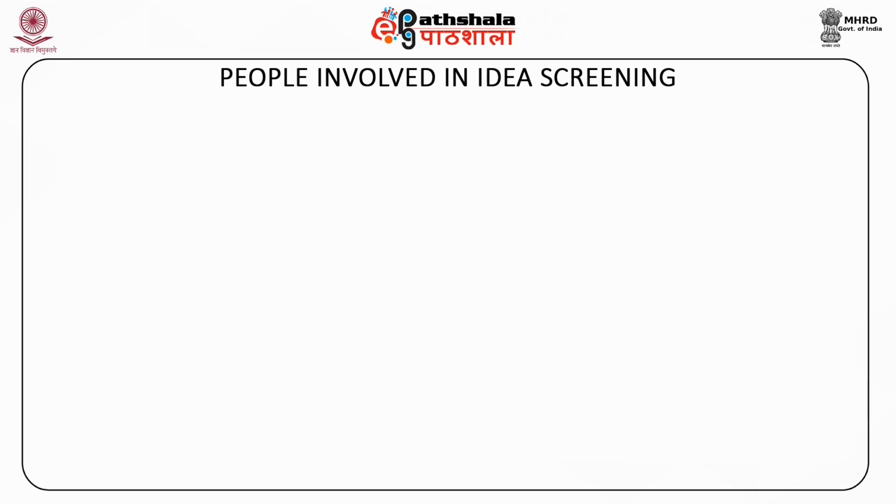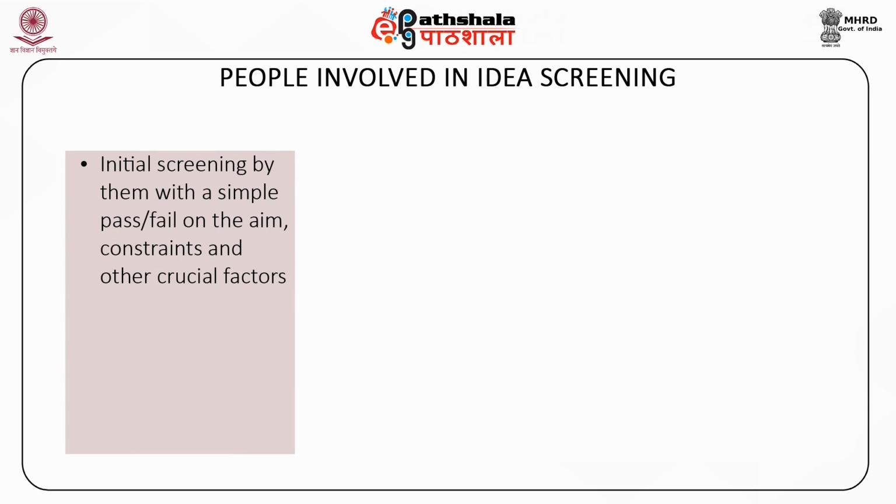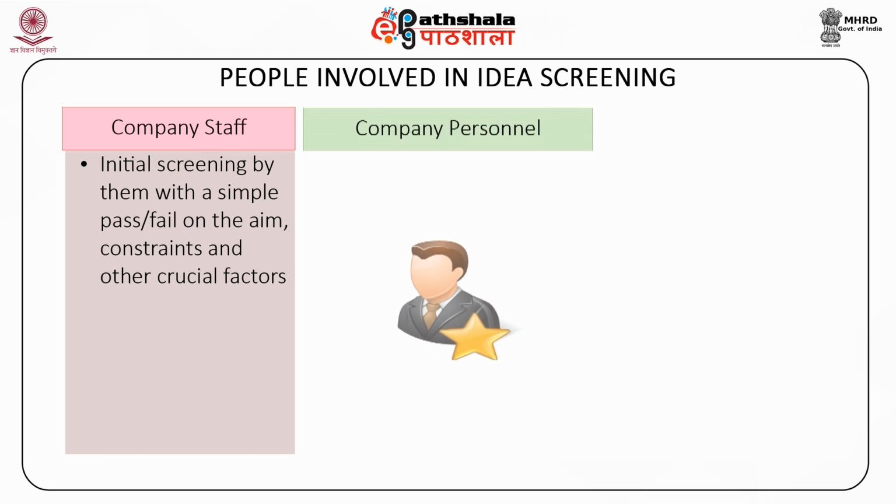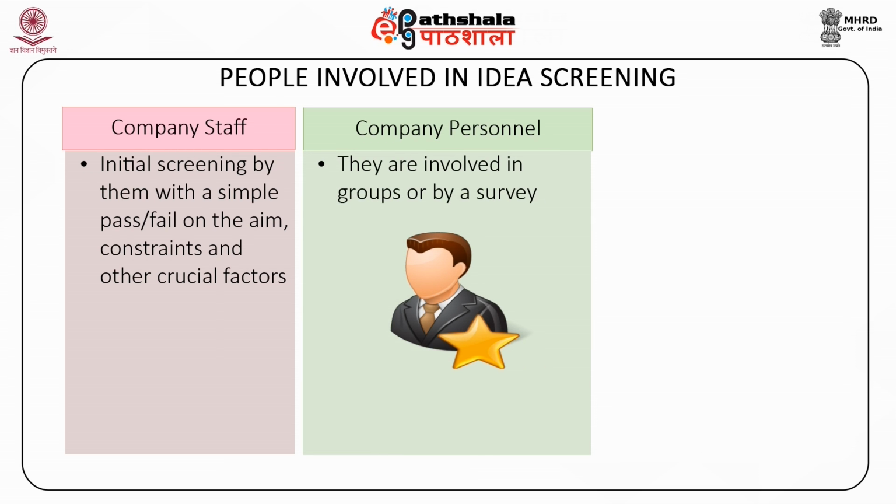People involved in idea screening. The initial screening is carried out by company staff with a simple pass-fail on the aim, constraints, and other crucial factors. Once product descriptions are written, it is important to involve the consumer, or in industrial and food service marketing, the customer. Company personnel are also involved, again in groups or by a survey. It is often useful to have individual people from different areas of the company score the product ideas. The final screening is of course done by top management at the end of the first stage, based on feasibility studies or the final product.